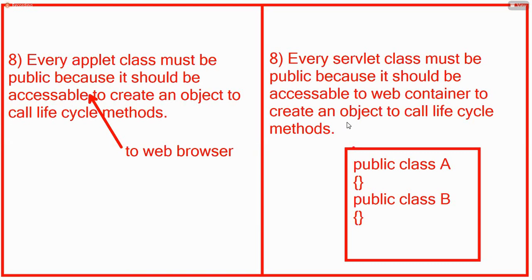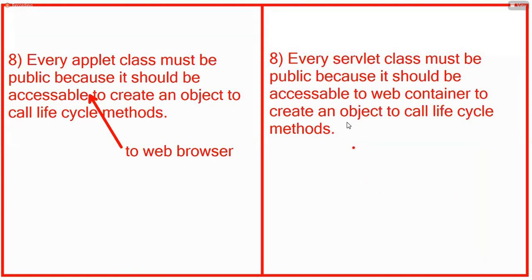Suppose you write two public classes, then two are accessible. Then the web container cannot understand which object should be created. That is the reason it will not allow two public classes. This is not possible. In one program, how many public classes can we write? One public class. In that class only you have to write the lifecycle.